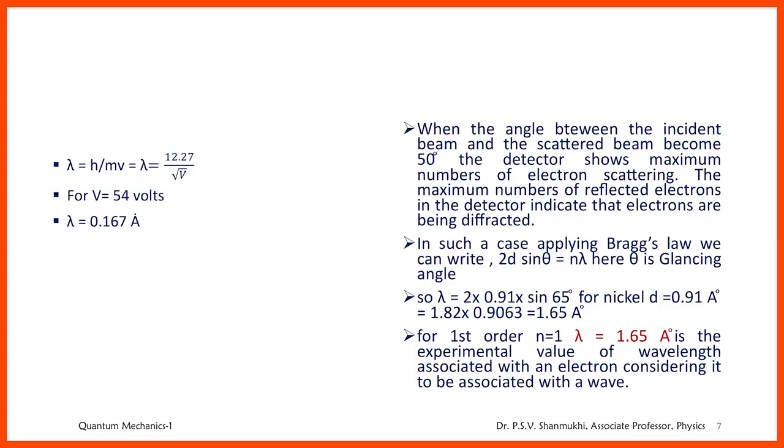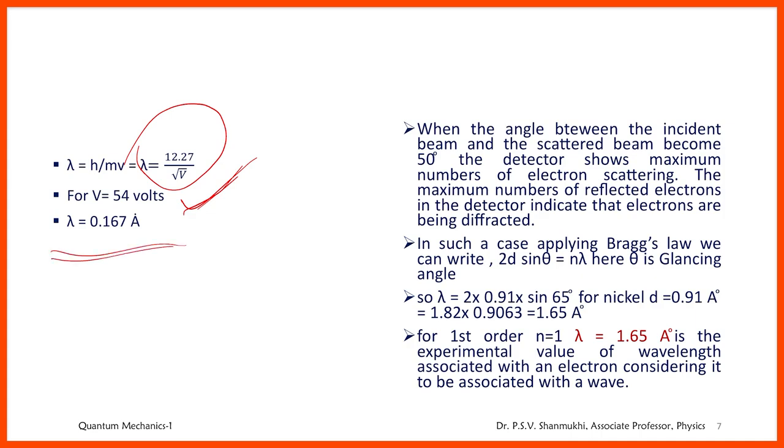First of all, if the electron is accelerating with voltage capital V, how much voltage? It is 54 volts. If it is accelerating with 54 volts, what is the de Broglie wavelength? Lambda is equal to 12.27 by root over V, directly we get in angstroms. Therefore, what is lambda we are getting?